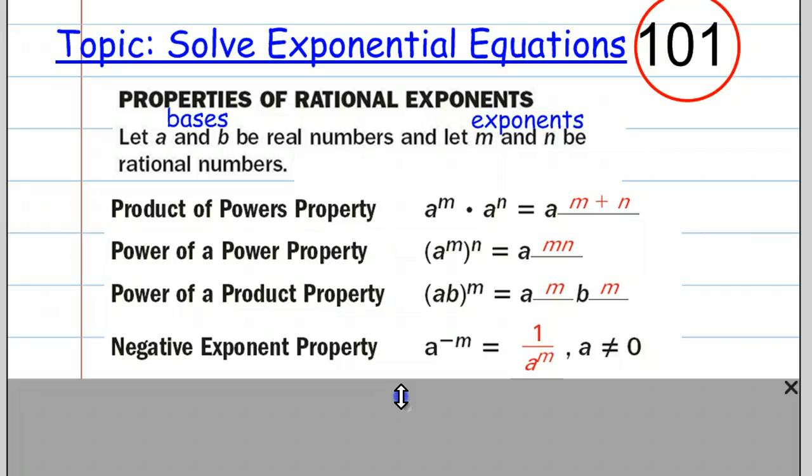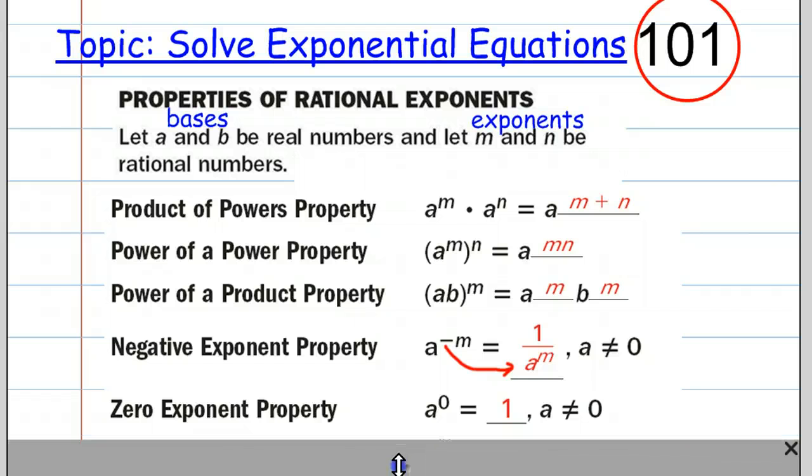Now this is very important. A lot of people seem to forget that. But the negative exponent property is a to the negative m. If the exponent is negative, it doesn't mean the power is negative. It means that negative means to flip it. Okay, so that's very important. It's basically saying flip the base. So instead of a to the m, it's the reciprocal of the base, which is 1 over a to the m. Okay? And this is for all a, as long as a is not 0.